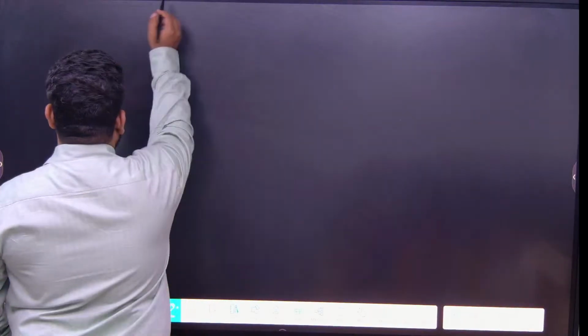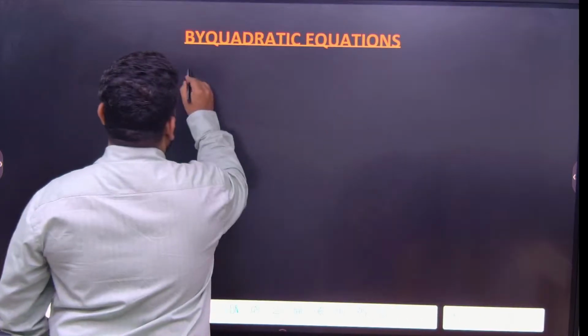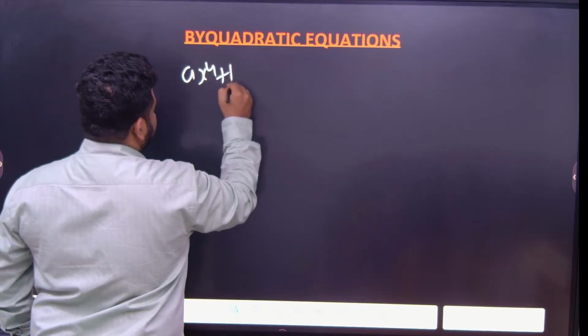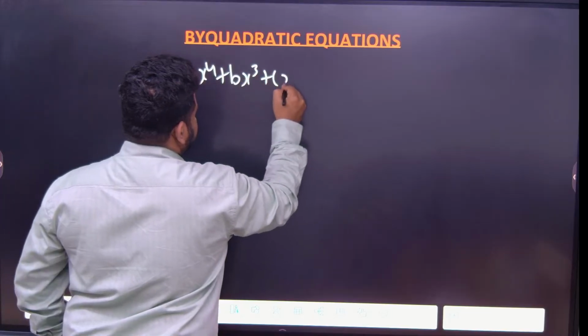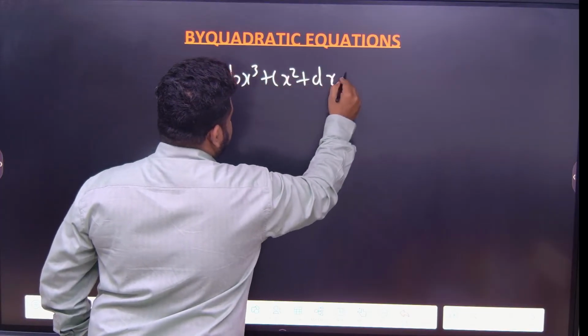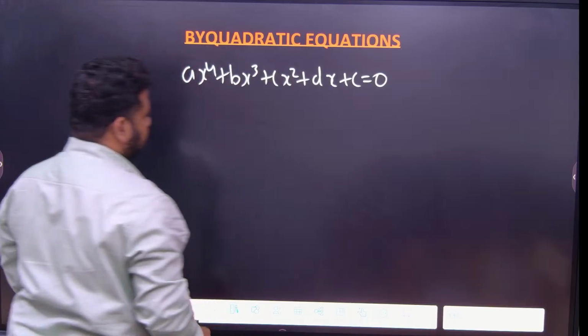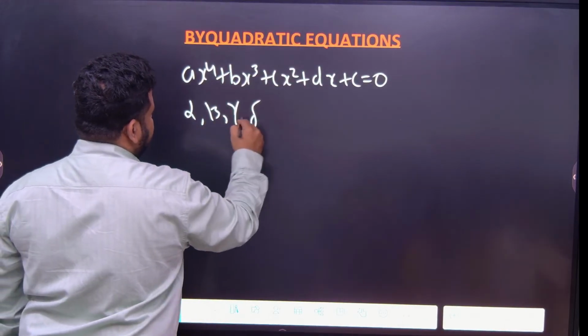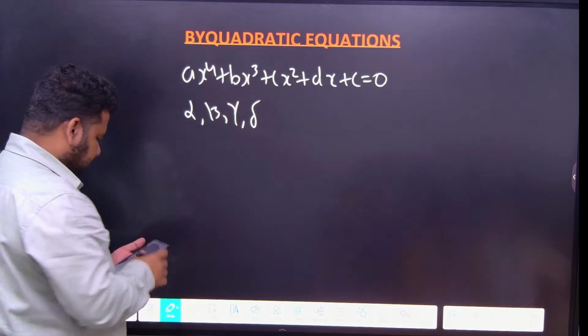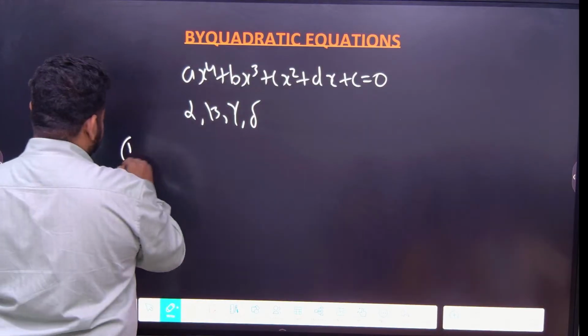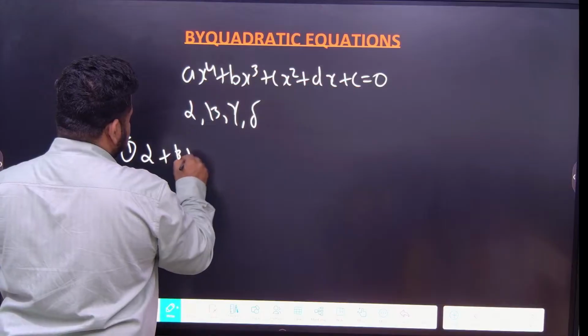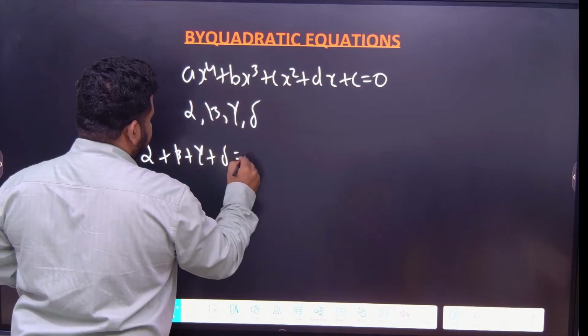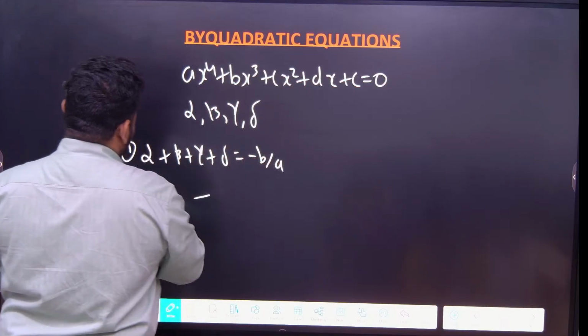Biquadratic. So when we talk about biquadratic, quadratic equation, biquadratic, see here we will be having ax power 4 plus bx cube plus cx square plus dx plus e is equal to 0, where alpha, beta, gamma and delta are the roots. So first thing, alpha plus beta plus gamma plus delta is minus b by a. Okay, next thing.